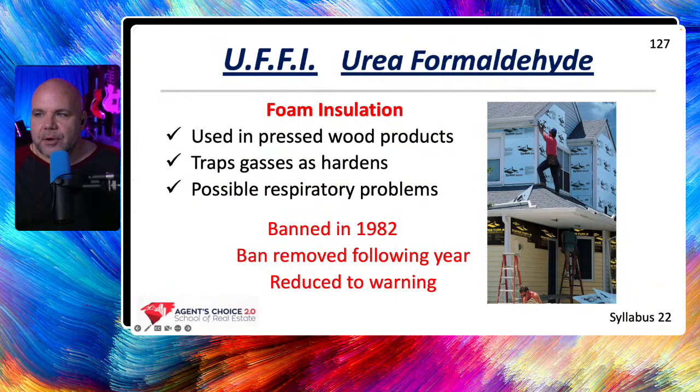Formaldehyde is in foam insulation. Pressed wood products might have it. Urea formaldehyde is the official name, and it's hardening. As it's hardening, it's trapping gases, which could cause respiratory problems. In 1982, it was banned. So now it's just warned against. There's just sort of a warning that it might be out and about there.